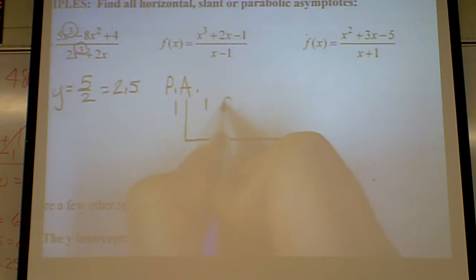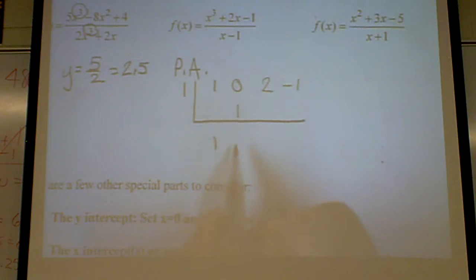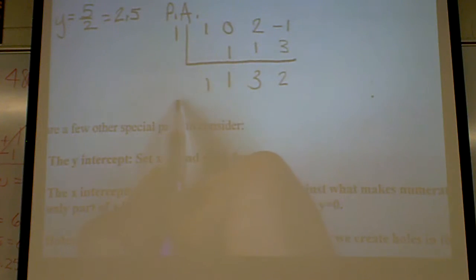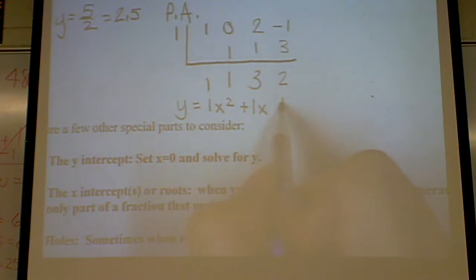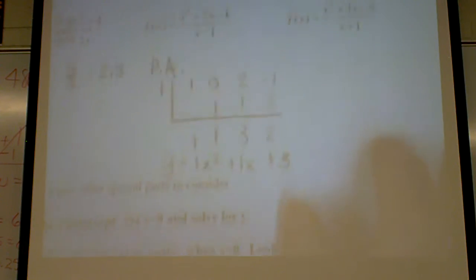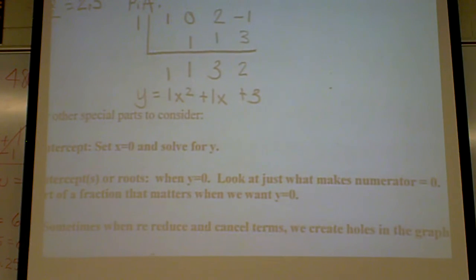1, 0, 1, 0, 2, and negative 1. So bring down the 1. 1 times 1 is 1. Add these. Multiply. Add. Multiply and add. So we are left with y equals 1x squared plus 1x plus 3. So that would be our asymptote. Anyone have any questions? You ignore the remainder. So when you do synthetic or long division, you just ignore the remainder.